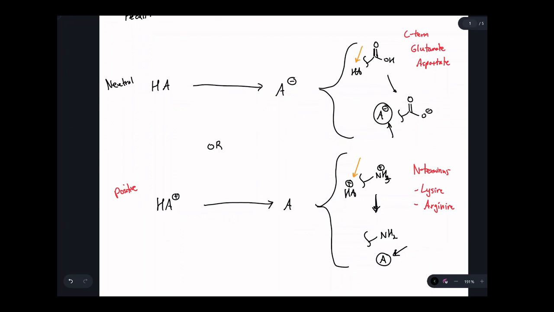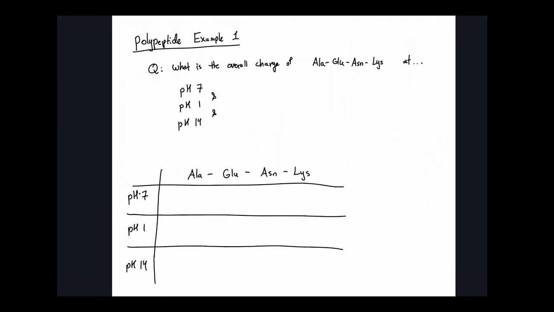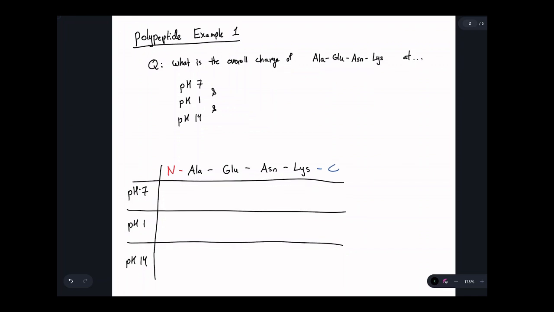So, with that in mind, let's do a couple practice examples of questions that involve this material. For the first question, feel free to pause the video and take a stab at this. It asks, what is the overall charge of this four amino acid peptide: alanine, glutamate, asparagine, and lysine at pH 7, pH 1, and pH 14. To solve this, I want to first remember that there's always an N-terminus and a C-terminus. And I like to make little tables like this. We'll start with pH 7, and the idea is to go one by one and figure out what the charge is going to be.